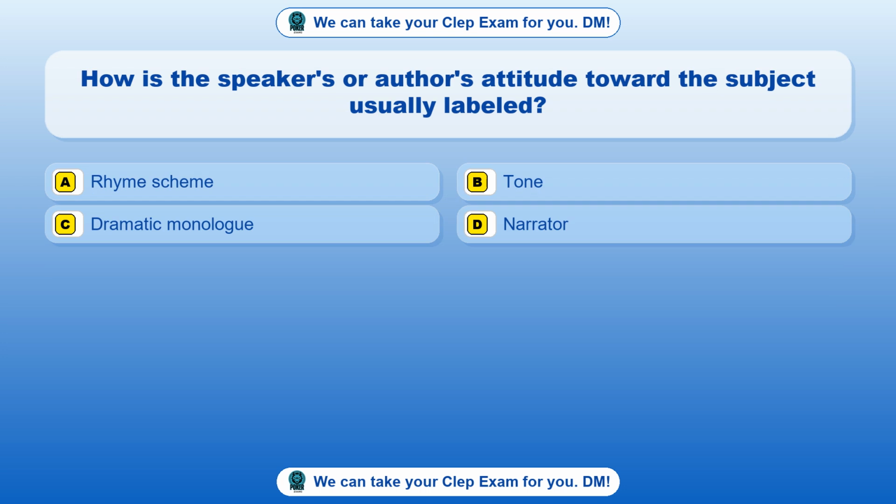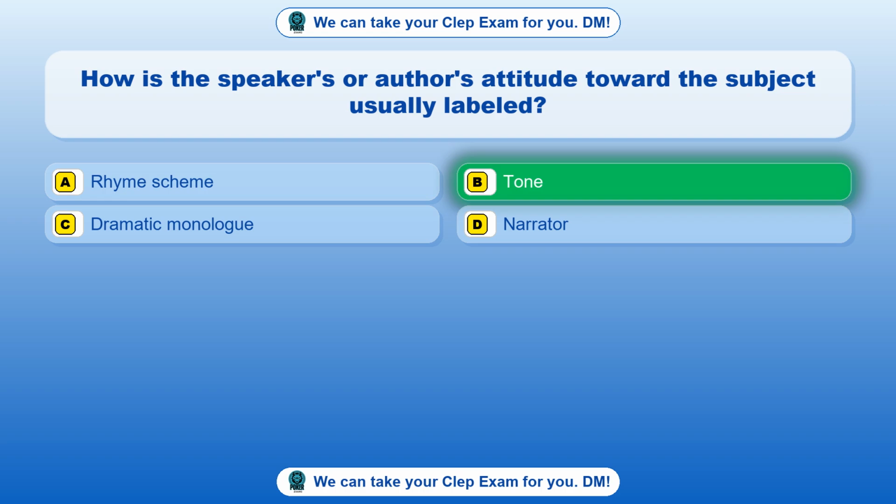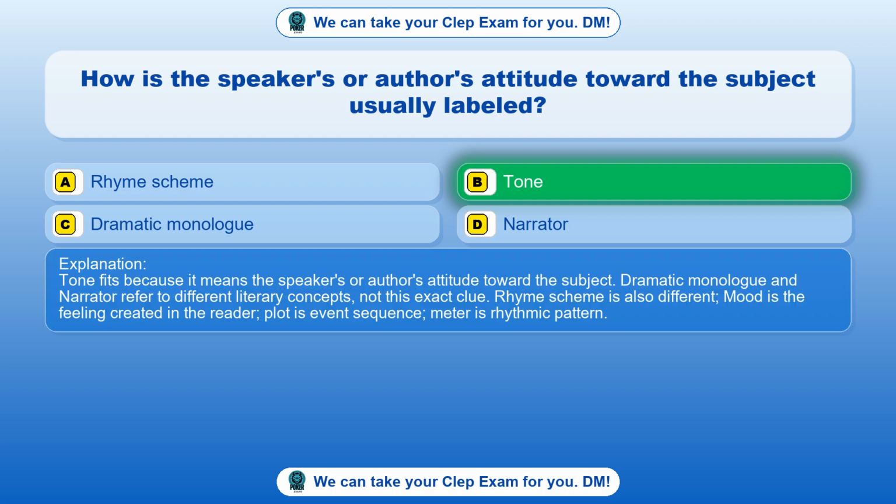Question 56. How is the speaker's or author's attitude toward the subject usually labeled? Option A. Rhyme scheme. Option B. Tone. Option C. Dramatic monologue. Option D. Narrator. The correct answer is option B. Tone. Tone fits because it means the speaker's or author's attitude toward the subject.